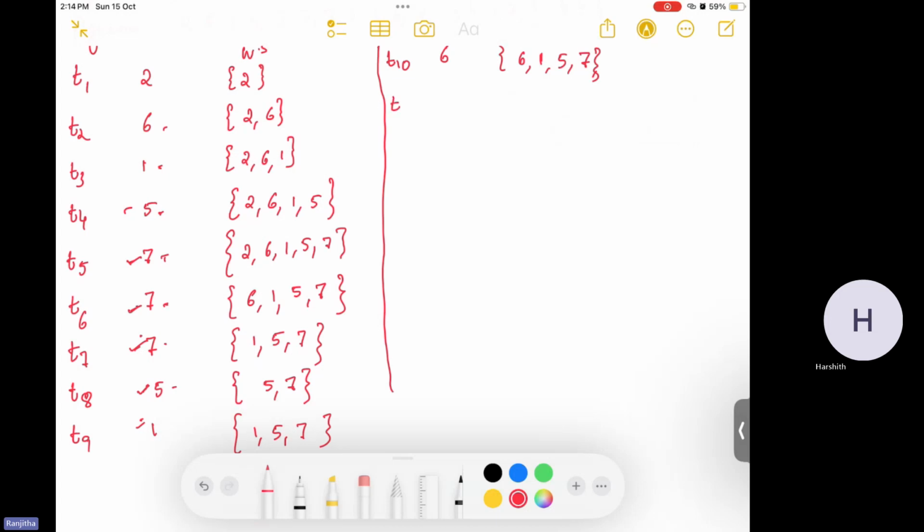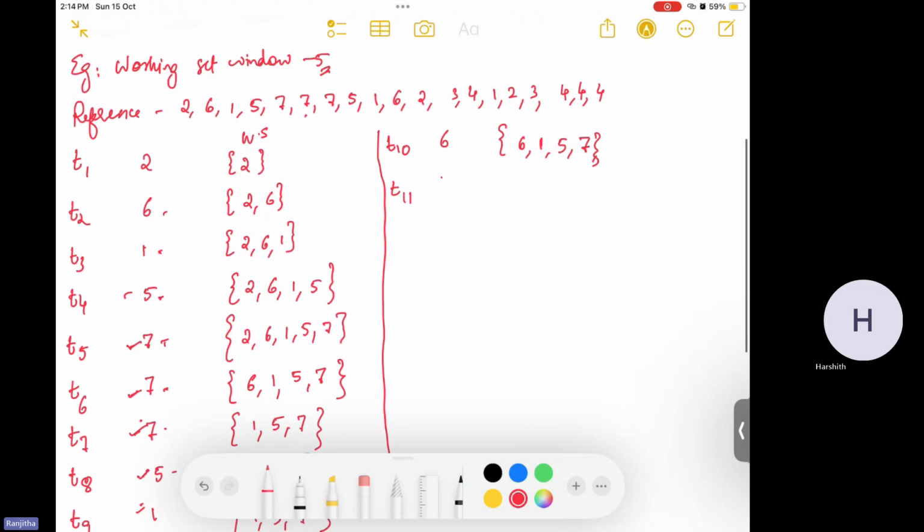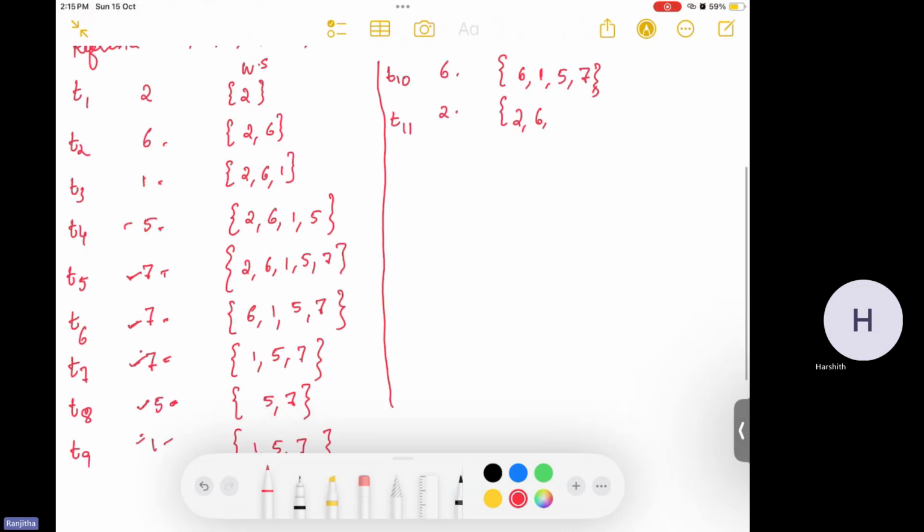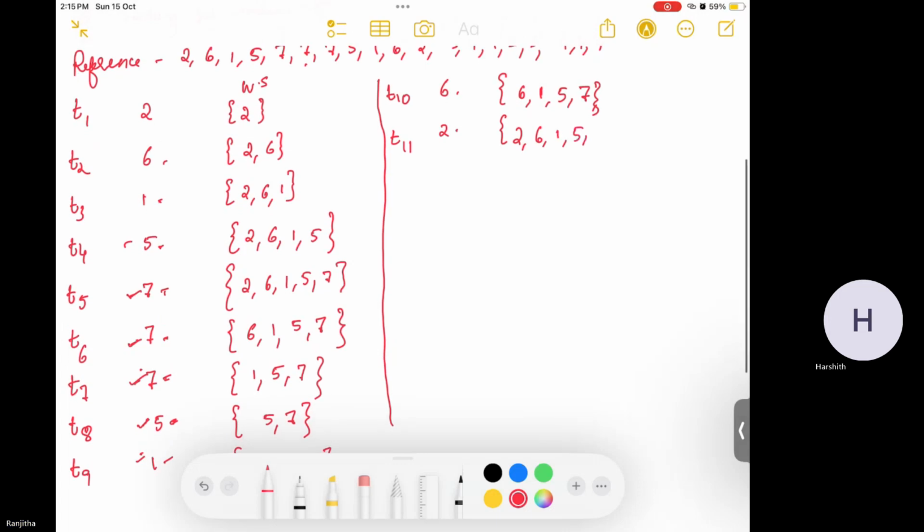So at T11, the page that is accessed is 2. So now the working set window becomes 2, 6, 1, 5, 7.